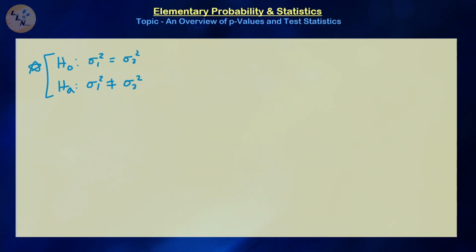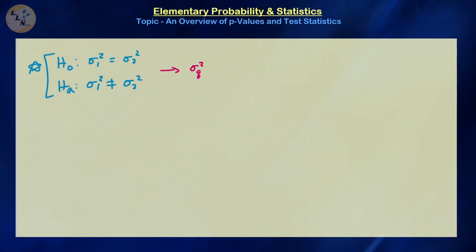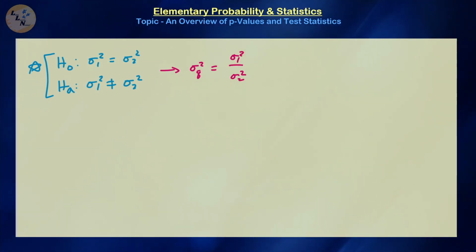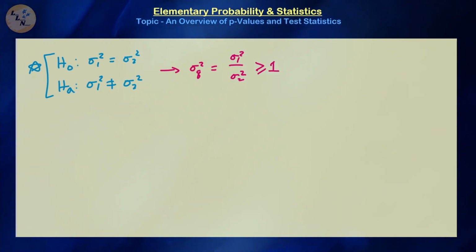Another hypothesis test that is pretty straightforward to use would be the equality of variances, which is sometimes referred to as an f-test, provided that we are sampling again from two normally distributed populations. Again, we are working with two parameters here, so we're going to create a single parameter, which I'm going to call sigma q squared, which is going to be equal to the quotient of our population variances. And we're going to mandate that this quotient be greater than or equal to 1.